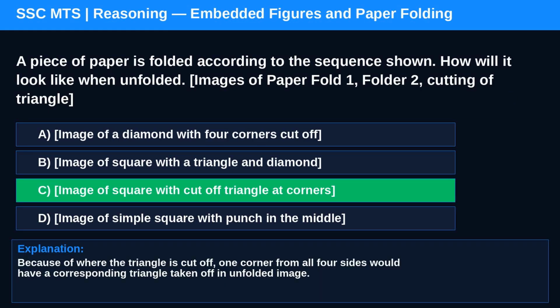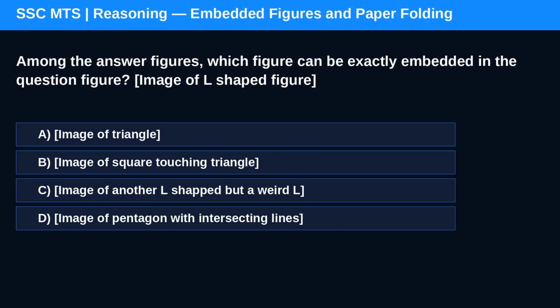Correct answer is C. Because of where the triangle is cut off, one corner from all four sides would have a corresponding triangle taken off in the unfolded image. Question 11. Among the answer figures, which figure can be exactly embedded in the question figure? Image of L-shaped figure. Option A, image of triangle. Option B, image of square touching triangle.